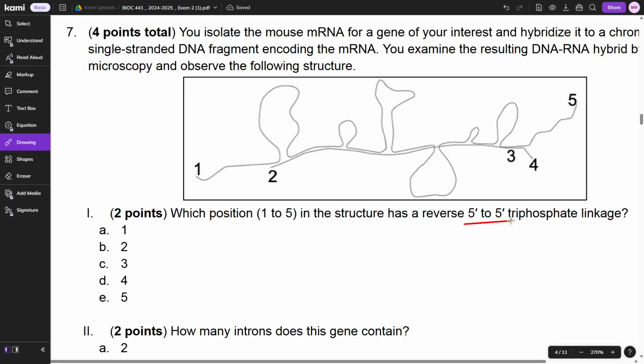I remember seeing this when I first did this exam. I was like, what are you talking about? But yeah, 5' cap. The way that we look at this is we have to figure out which one is the DNA and which one's the mRNA. The way you figure that out is which one has the big loops. That is the DNA, like Hayden was saying. That means this top one is the DNA, and the bottom one is the RNA.